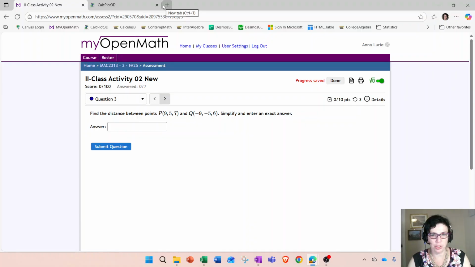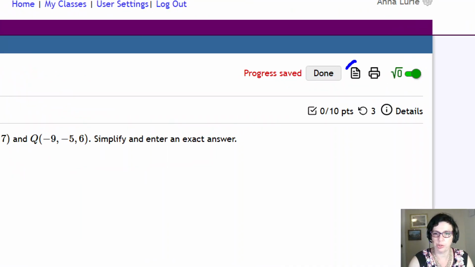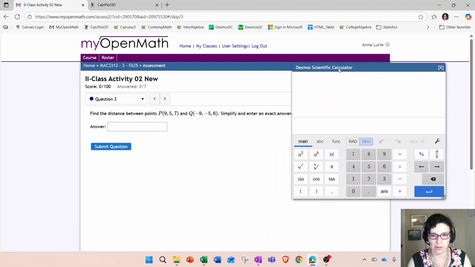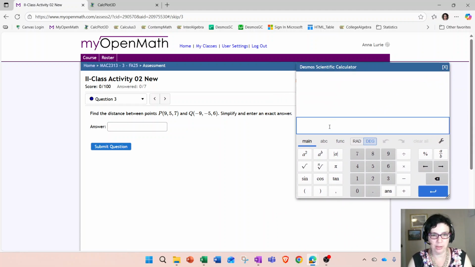All right, so let's go ahead and just compute this. So I'm going to go to Desmos. Desmos is hiding here under resources over here. So you're just going to click on that and open the Desmos calculator. And then we're going to start subtracting the coordinates.